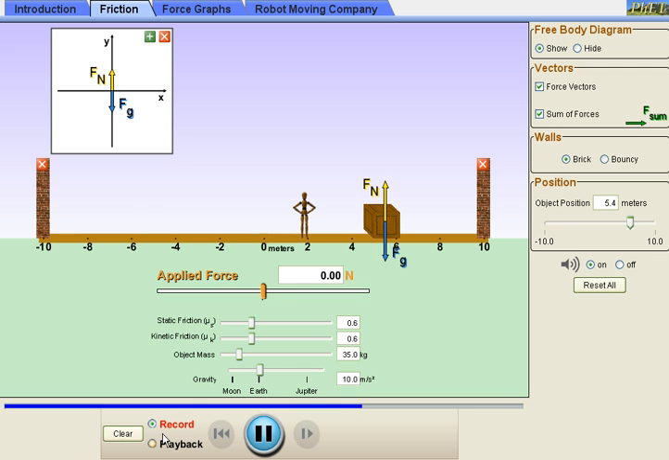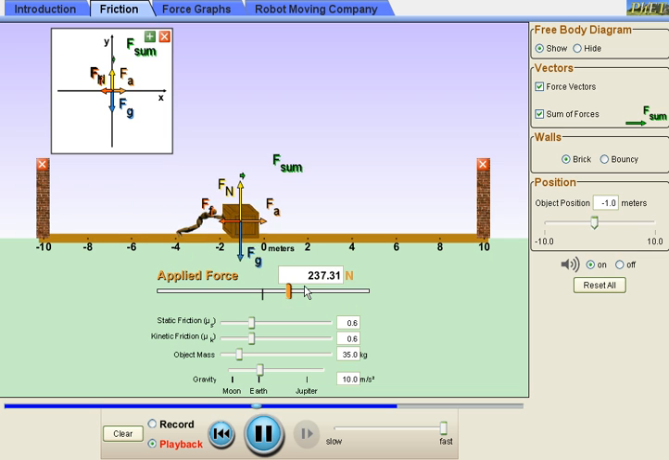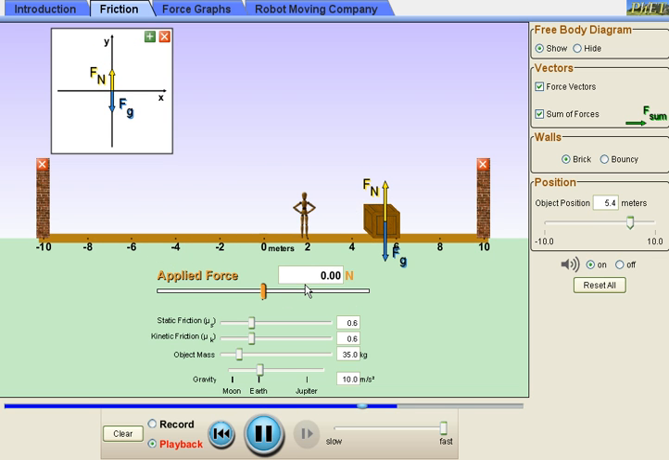You can also see that below there's a playback function. If I go to the playback function and press play, you can see that the activity that I just performed gets shown, and I can record force values that I may have missed. However, for the purpose of this investigation, we need to calculate the maximum friction force. That will therefore be the friction force just as the object starts to move. Therefore, we need to record the friction force whilst the object is moving at constant velocity.